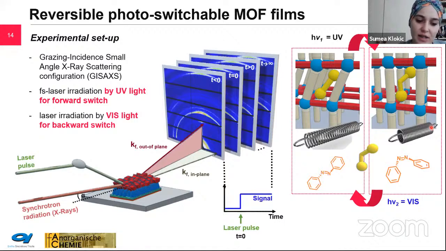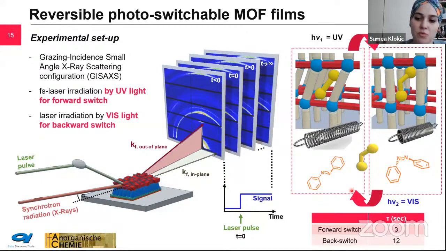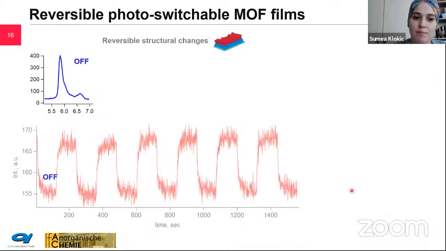And to give you a feeling for the time scale of the photo switching of our structure, as you can see, we can cycle this. We switch forward by UV light, and we switch back by visible light. We speak that we are in the range of seconds, both for the forward switch and the back switch. As I already mentioned, the photo switching is a reversible process.